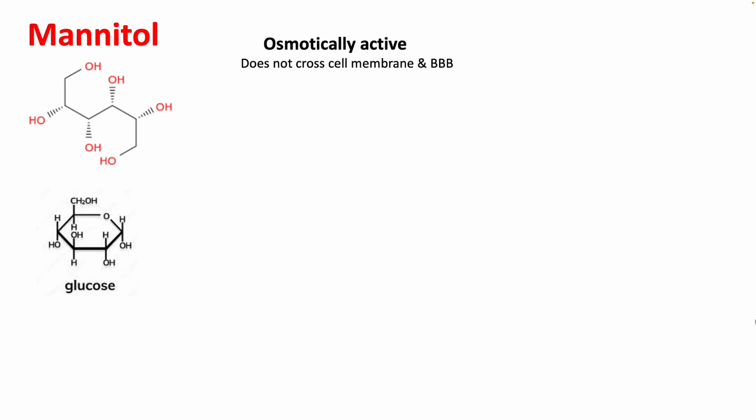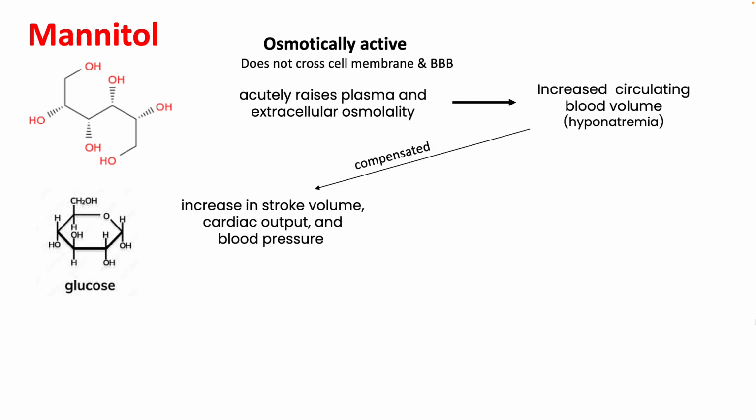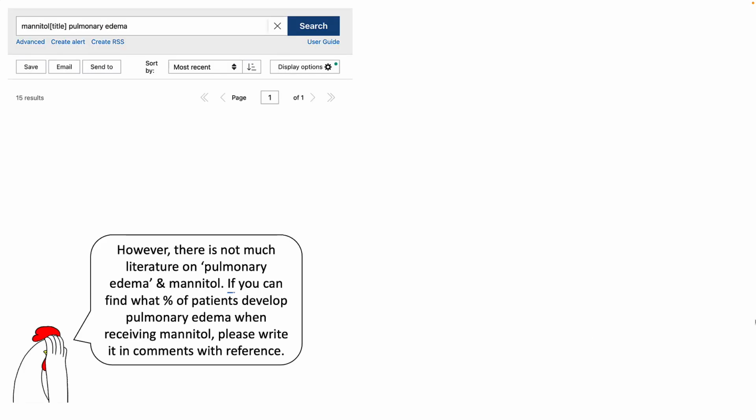Mannitol is an osmotically active drug and does not cross cell membrane and blood-brain barrier, and has been used extensively in neurological literature. It acutely raises plasma and extracellular osmolality, resulting in increased circulating blood volume, which can result in dilutional hyponatremia. If the patient is compensated, it increases your stroke volume, cardiac output, and blood pressure. However, if you are unable to compensate, this may result in pulmonary edema and signs and symptoms of congestive heart failure. However, this has not been studied very well in the literature.